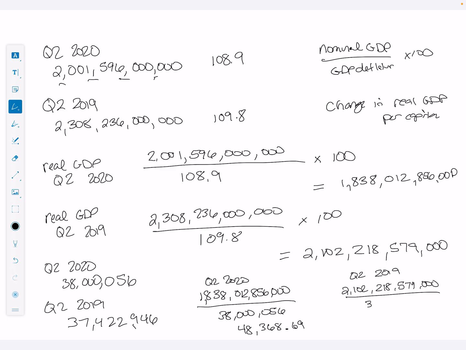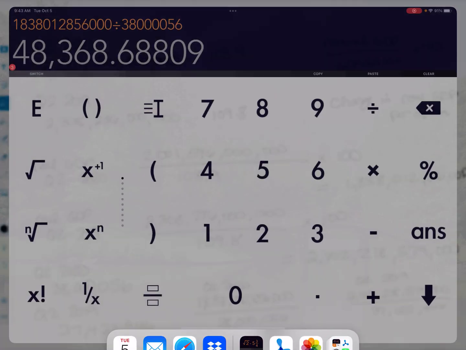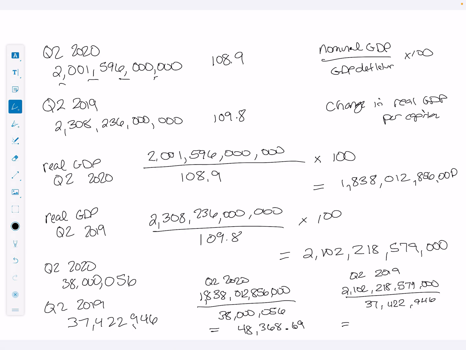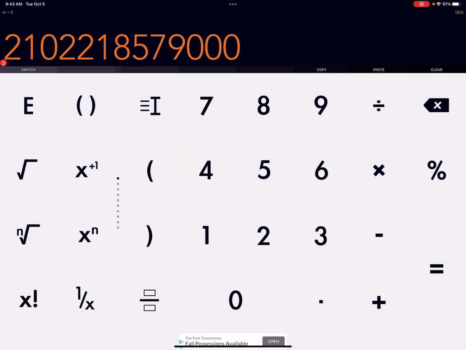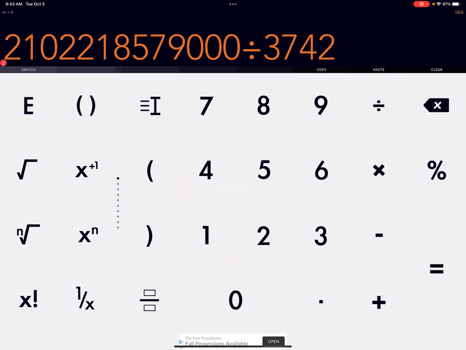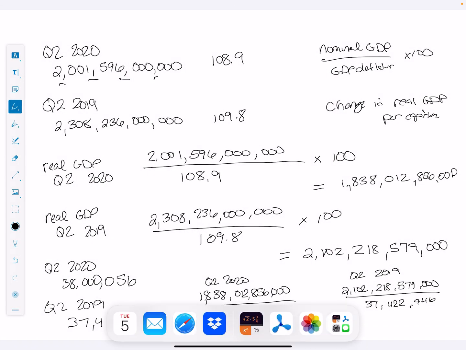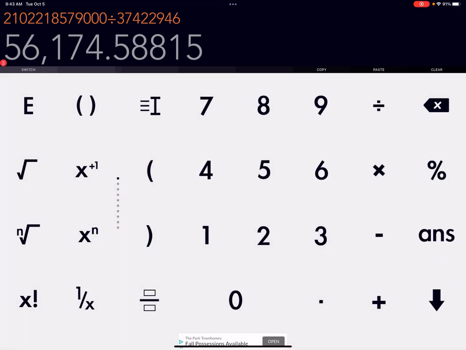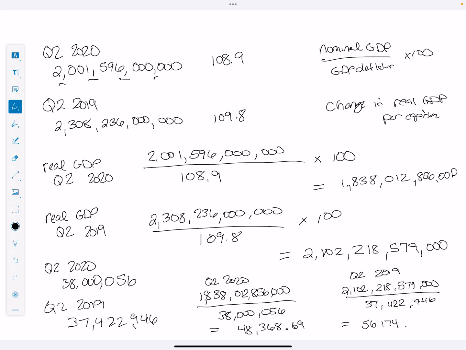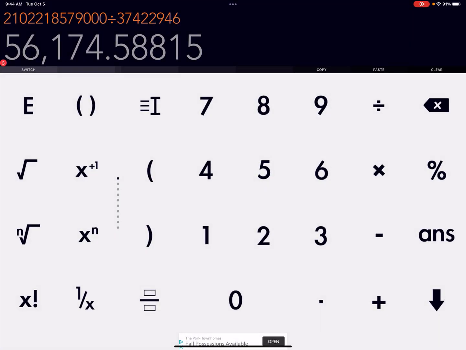We have our 2,102,218,579,000. Divide by our population at the time, slightly lower, 37,422,946. Okay, let's plug that into our calculator. 2,102,218,579 and 3 zeros, divided by, okay, let's go back, 37,422. And the last three were 946. Okay, and so here we have 56,174 and 59 cents.